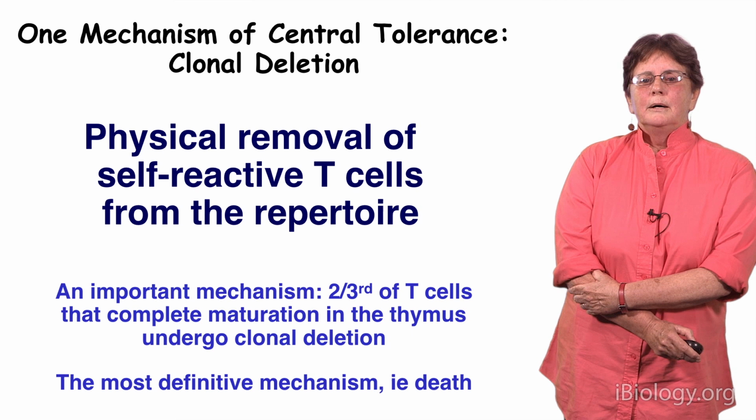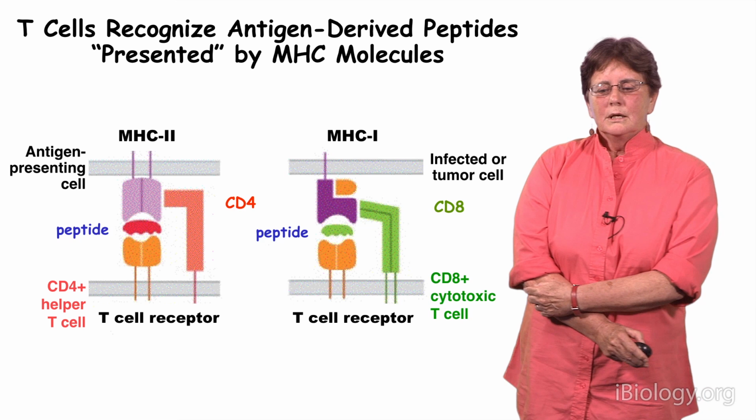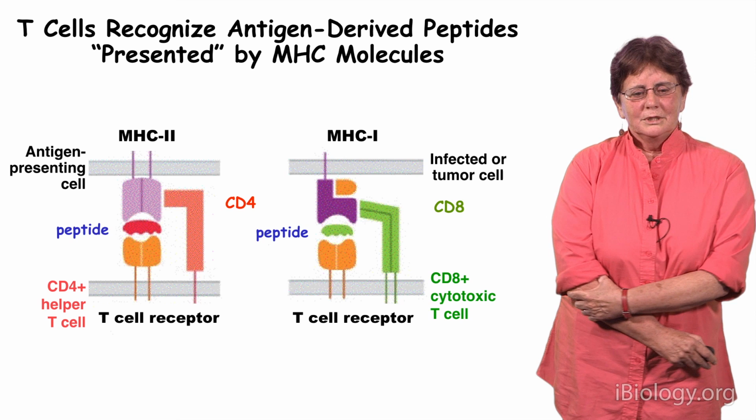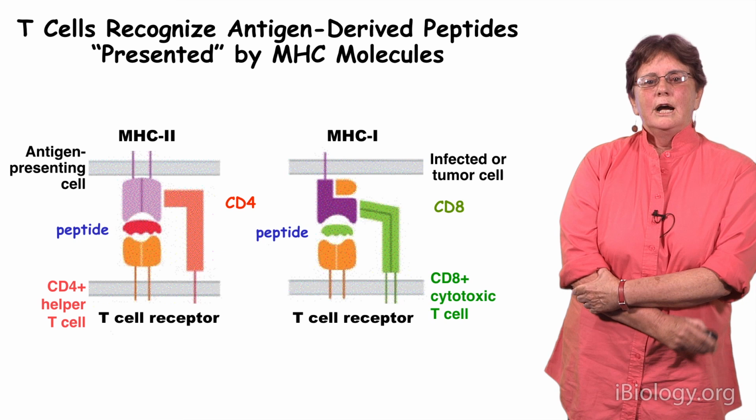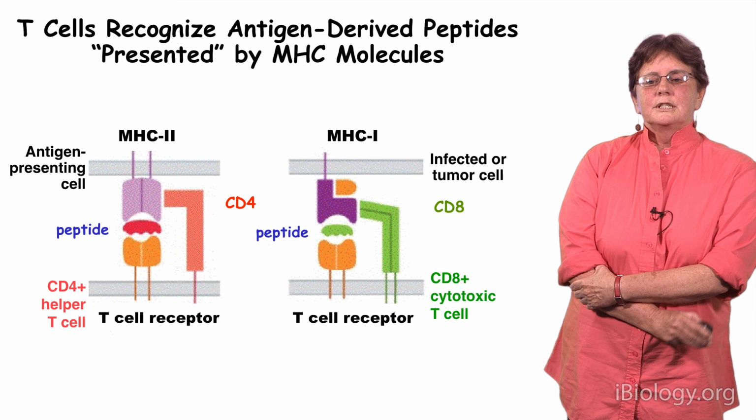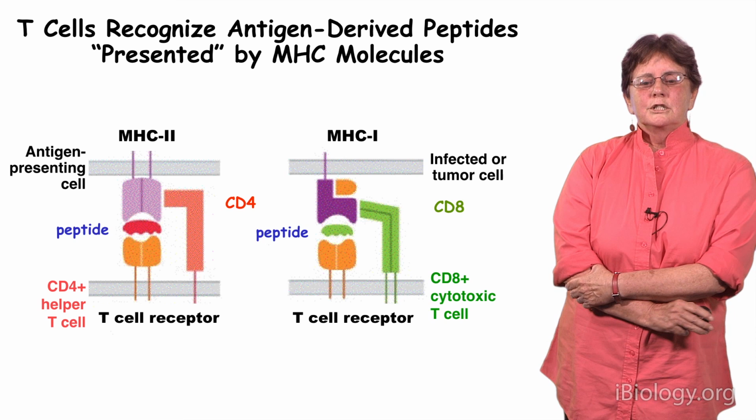So I'd like to tell you more about this mechanism of clonal deletion, but before I do that, I have to explain to you how T cells see antigen and how they differentiate in the thymus. So a T cell actually sees its antigen quite differently from how a B cell sees its antigen. B cells see antigens through their B cell receptor or immunoglobulins very directly. They actually recognize a piece of the three-dimensional structure and then make a response.